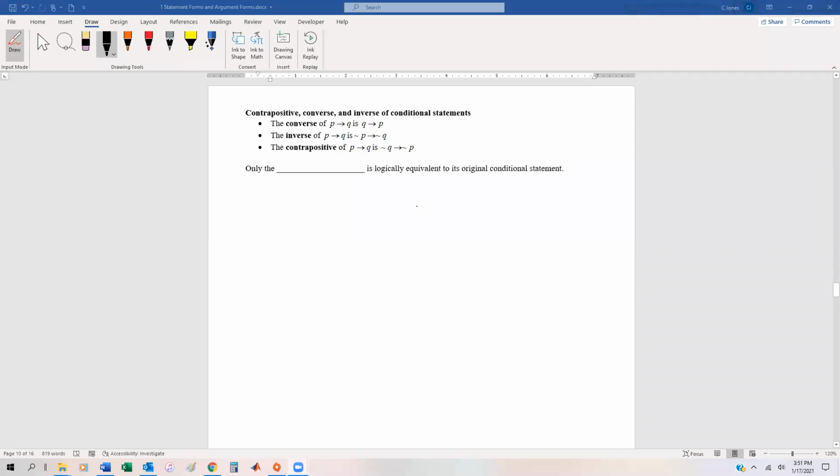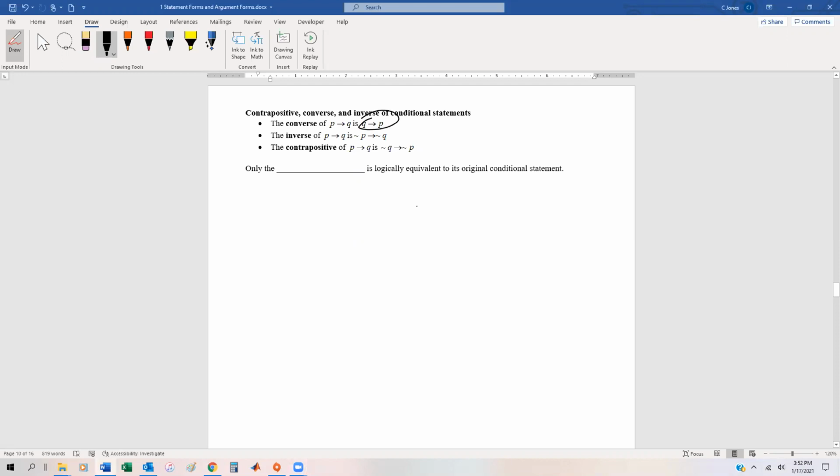In this video, we're going to start taking a look at specific types of different ways to write our conditional statements. One of those is called the converse. Basically, the converse flips the antecedent with the conclusion. It says if P implies Q, then the converse is going to be that Q implies P.